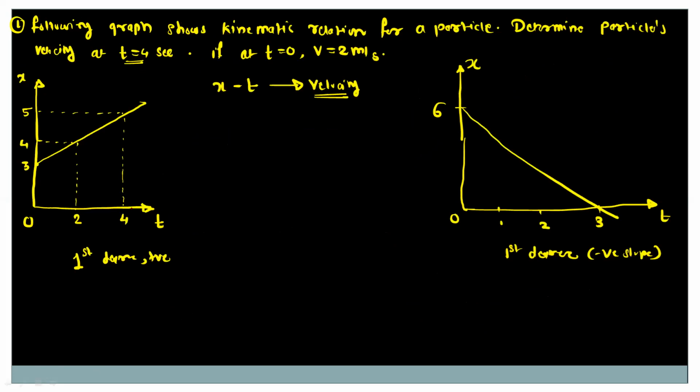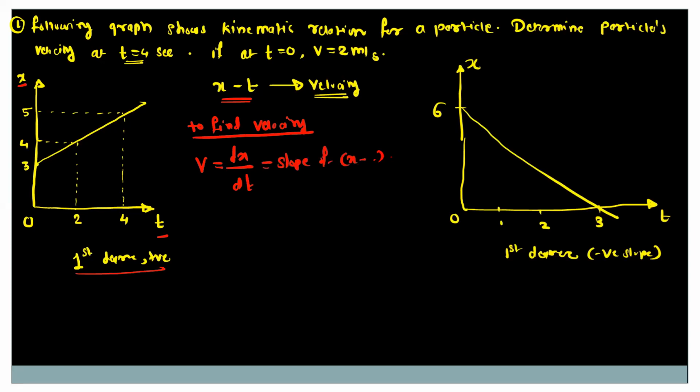the position-time graph is a straight line. So this is a first degree curve. Just find out the slope of this line. To find out the velocity, we will use the relation v is equal to dx by dt. This dx by dt is nothing but the slope of the xt graph or xt curve. So if you find out the slope, then you will directly get the velocity.